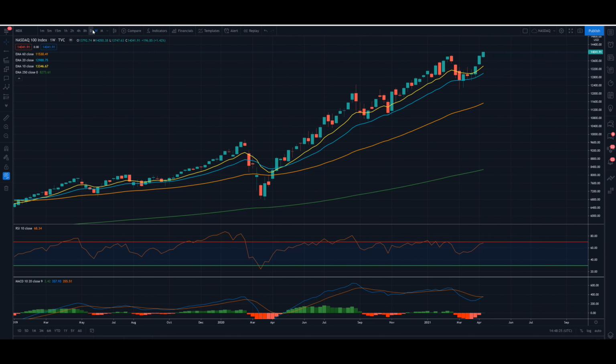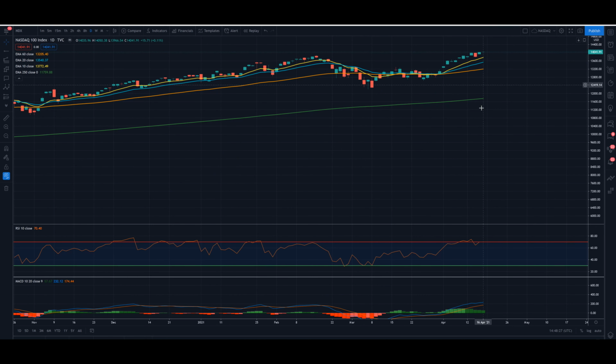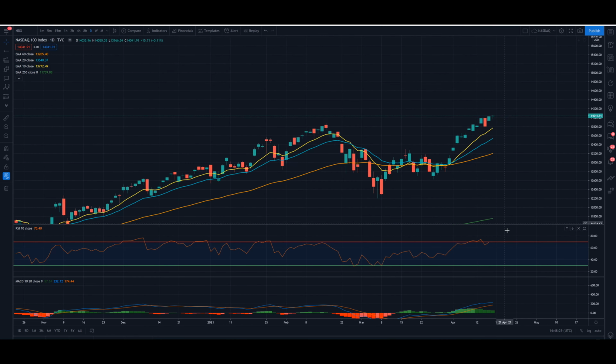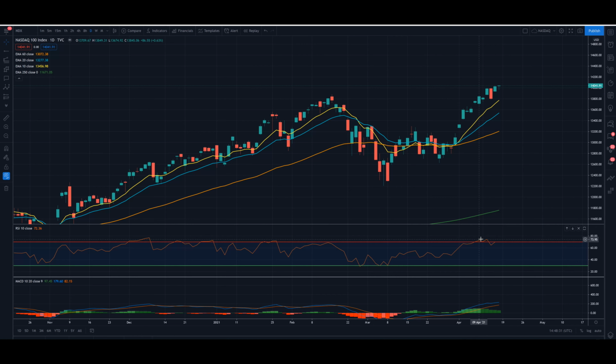Let's come down to the daily time frame. Above the 10, 20, 60 and 250, of course. Recently have gone back into overbought territory, have pulled back a little bit since, forming a new high on price for the end of the week on the Friday, and actually having a slightly bearish divergence on the daily time frame from high to lower high on the RSI. Very small though.